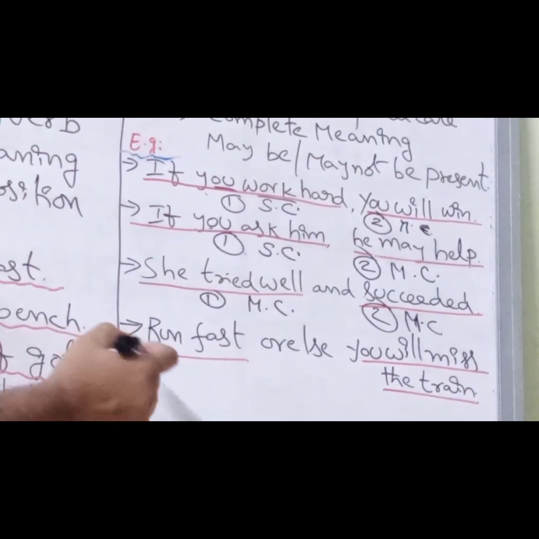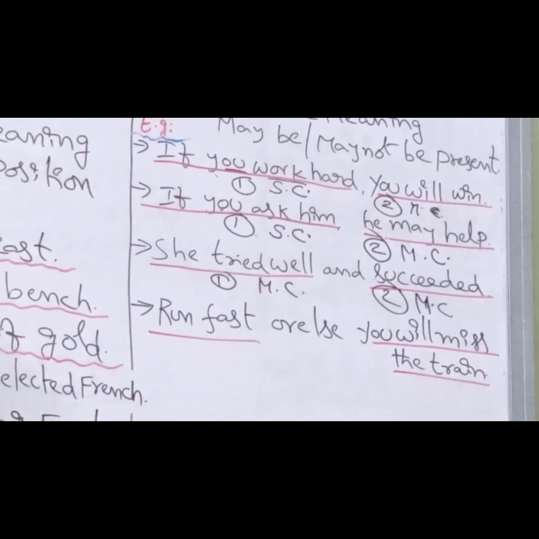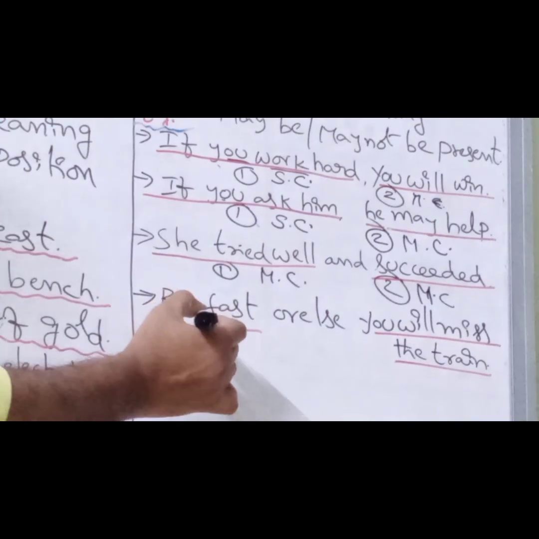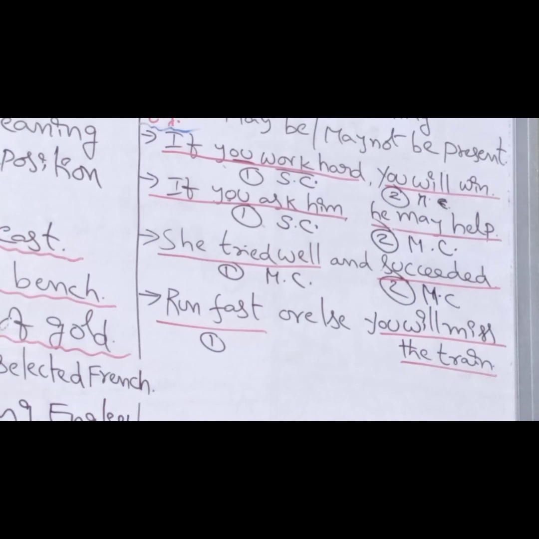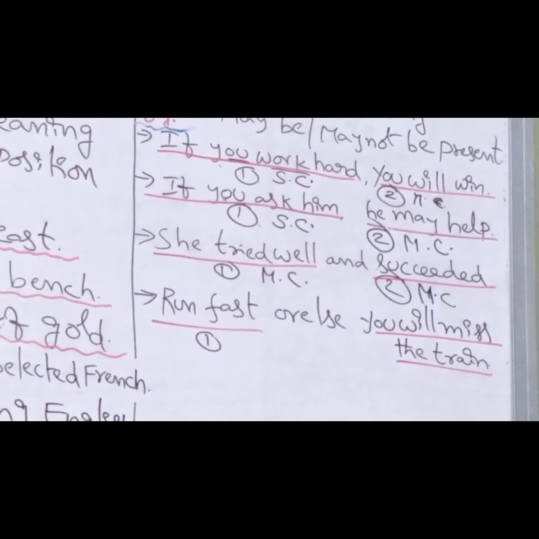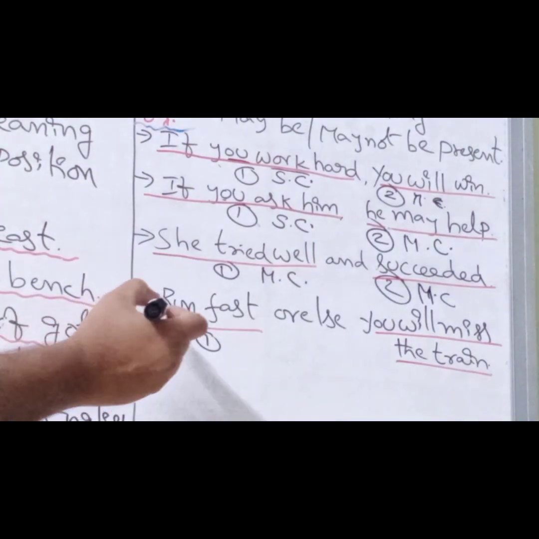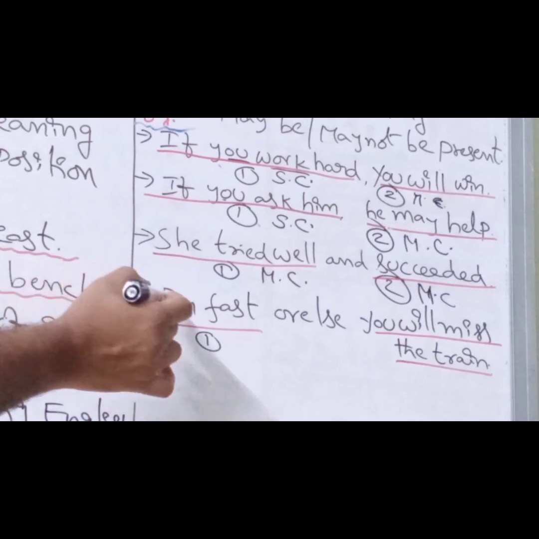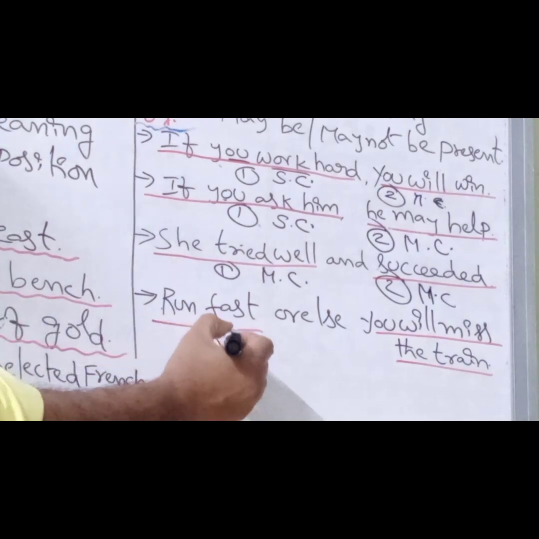And if you take the next example, run fast or else you will miss the train. If you take part 1, run fast, you may think that there is no subject. It is an imperative sentence. Generally, in all imperative sentences, subject is omitted, but we think that subject is present. It is understood. So run fast means, you run fast. Here subject is there, though it is not written. Verb is there and complete meaning is also there. Subject, verb, complete meaning. That's why it is a main clause.